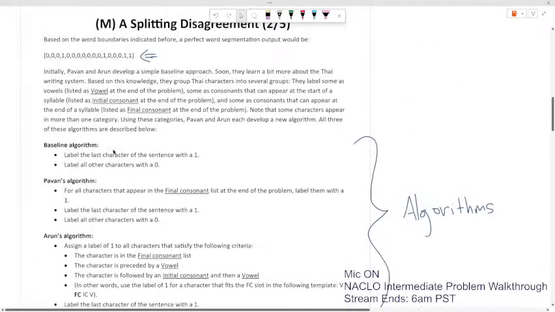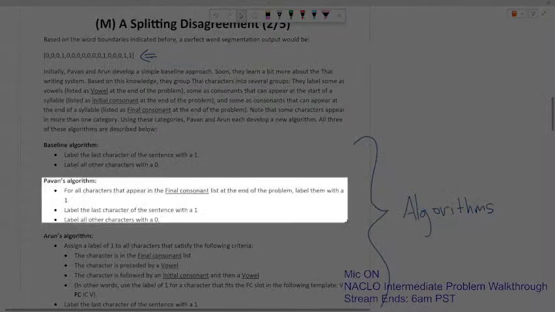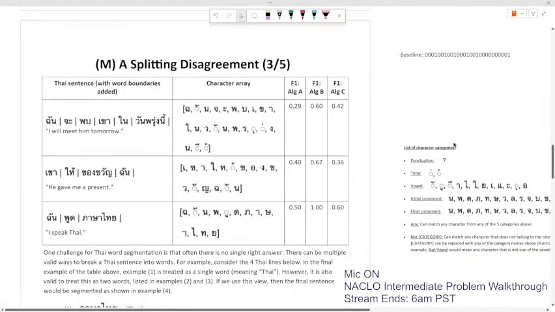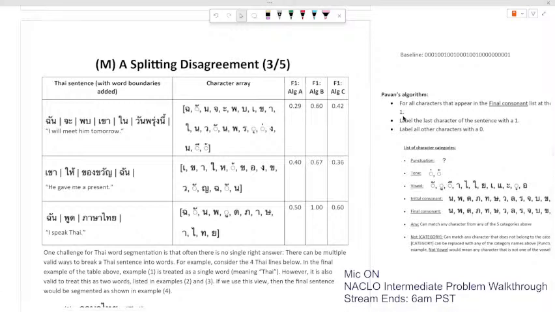Okay, let's get Pavan's algorithm. Try it out. This is actually super interesting, honestly. I'm glad that we're getting more computational linguistics problems as opposed to straight linguistics problems like we were last time. Okay. So let's just highlight the final consonants in the character array.